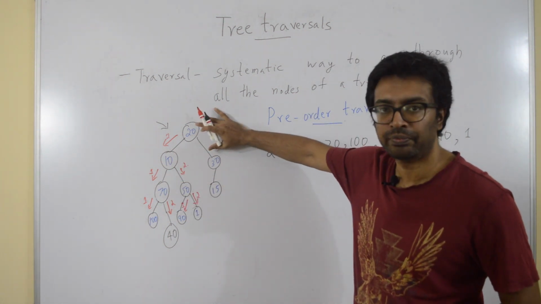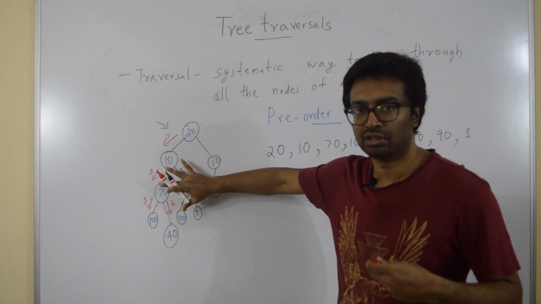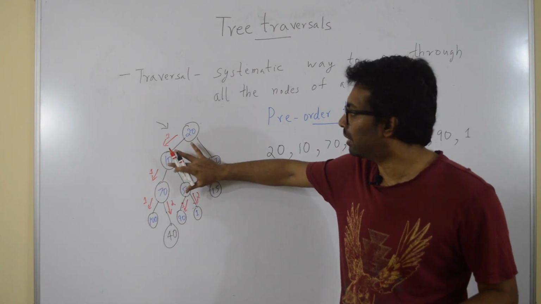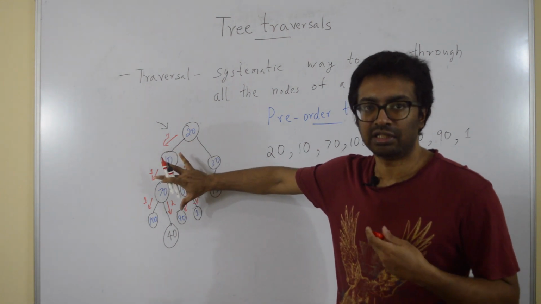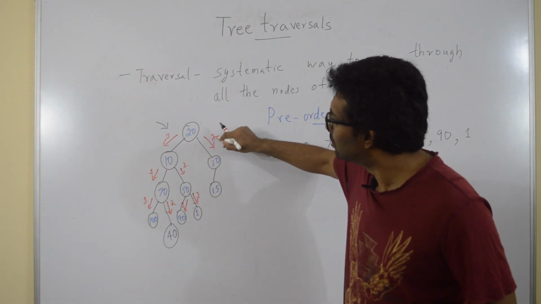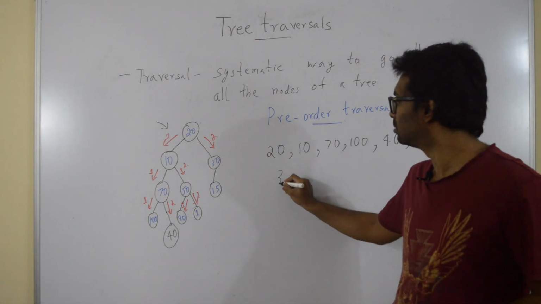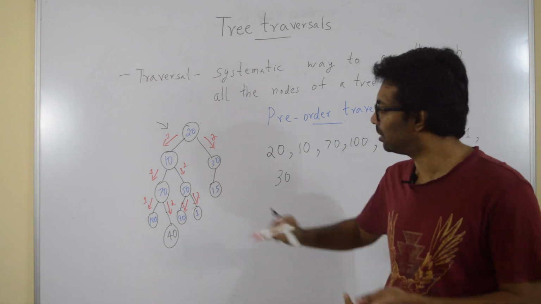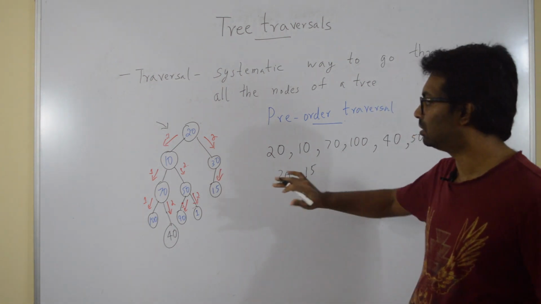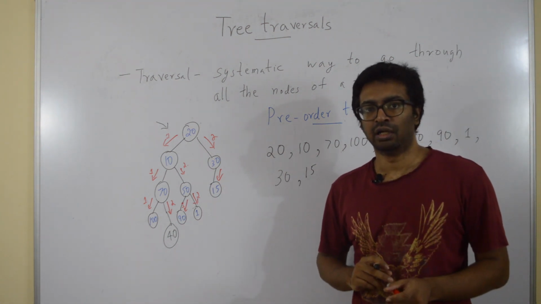So I go here. I have done the entire subtree of its left child, right? This entire subtree is done. So I move to its right subtree. Okay. So I'm going to print 30. Then I go to its left subtree and I print 15. So this is how I'm going to visit each and every node, right?